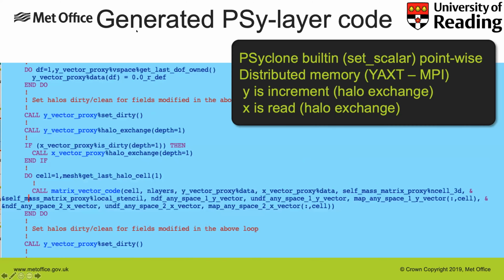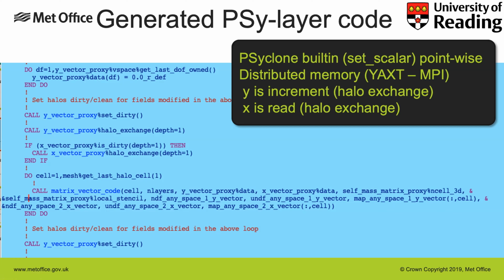So here's some generated Sci layer code. By default, Cyclone will just generate serial code, but with distributed memory parallelism switched on. So this is LFRic code. The first thing we see up the top here is a Cyclone-generated built-in, which is a set scalar type operation, and it's done pointwise. So it doesn't have to be a kernel itself. Cyclone can just generate all this in place. So if y is our field here, it's going to loop over all the degrees of freedom up to the last owned DOF and set them all to 0.